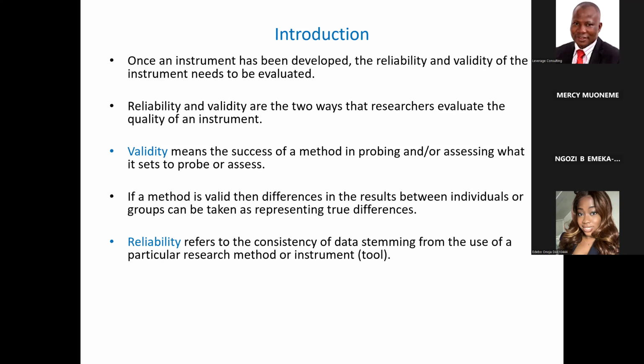If the method is valid, then the difference in the result between individual groups can be taken as representing true difference. For example, the weighing scale that is removing 5. If you are comparing the weight of two groups of people, urban and rural people, you want to know the average weight, comparing their weight. In as much as the weighing scales you are using are not valid, they are not actually measuring the weight very well.